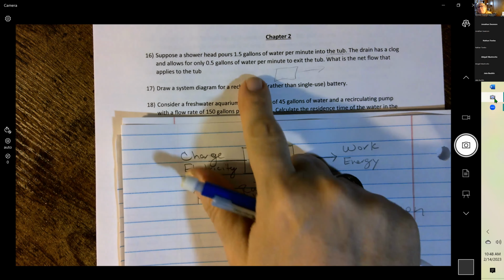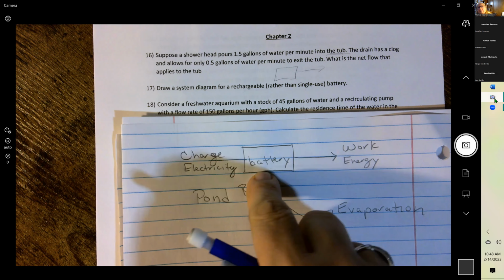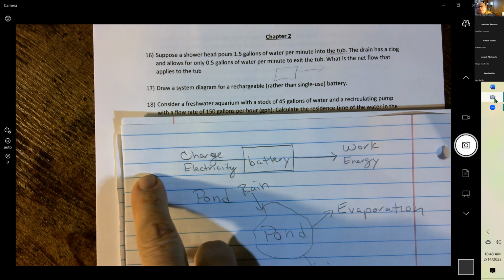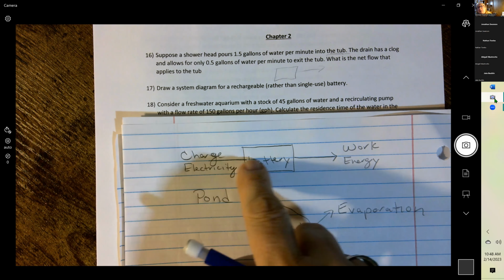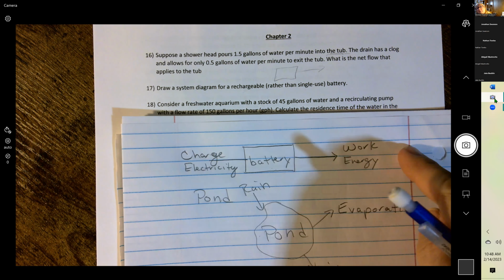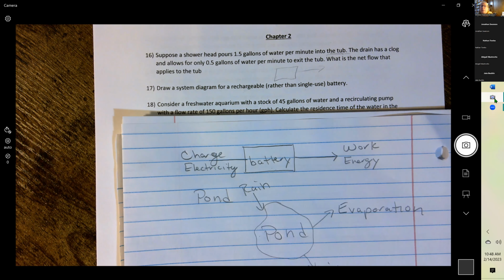This bathtub would look just like this. It would have your shower head bringing the water in, and it would have the drain bringing the water out. But it won't be more than that. It's just a basic making sure your thought process. Any questions on that?